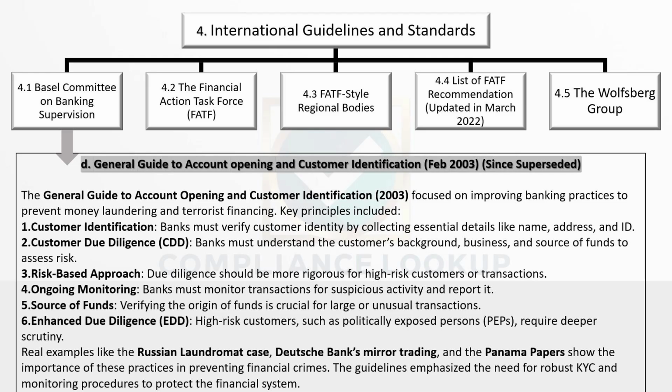Key principles of the 2003 Basel Guidelines. 1. Customer Identification Program (CIP). Principal financial institutions must develop and implement effective customer identification programs (CIP) to ensure that the individuals or entities they do business with are properly identified and verified. This is the first step in KYC and is essential in preventing fraud, money laundering, and terrorist financing.